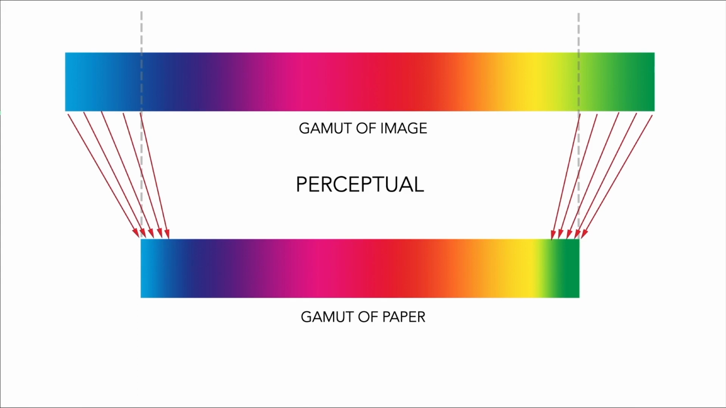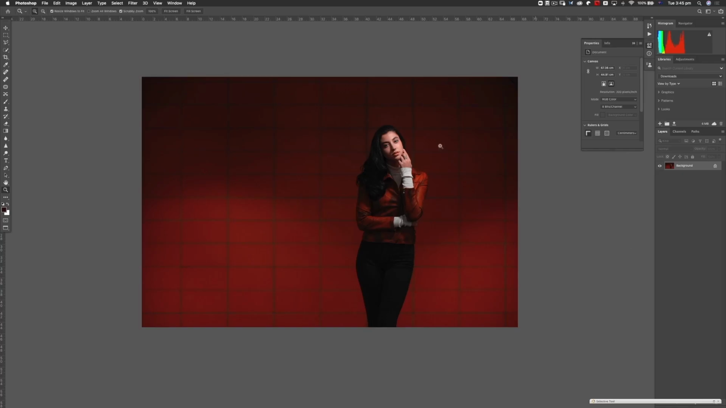Okay, so we can't print any more saturation than what the paper will allow us to print. However, what we'd like to do is maintain the relationship of color, so saturated colors will still come across as having detail in them in our final print. Okay, so let's go back into Photoshop and let's have a look at this image and soft proof it.